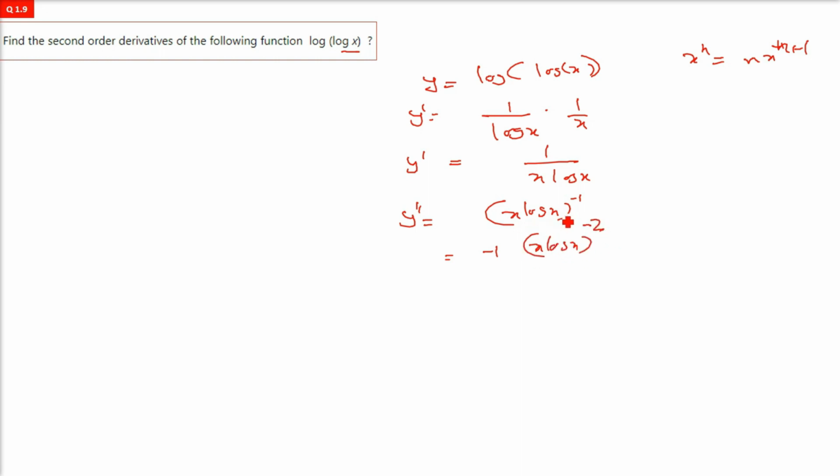So now you have to do x log x also. So x log x differentiation is x times 1 by x plus log x. You can just write it as log x, differentiation of x will be 1. So you have 1 plus log x. So just write 1 plus log x here.